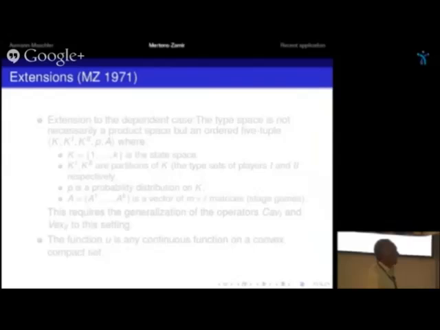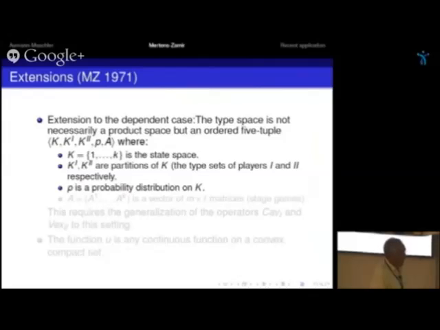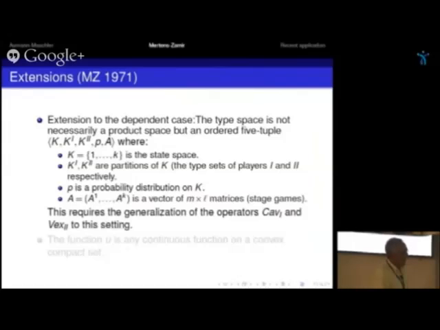Now, the extensions. First of all, some of the extensions were done by us. The first extension is to go to the dependent case. So the probability on K cross L should not necessarily be a product probability, or another way to say it is to take one type set, which now has two types, and there are two partitions here. So there is a partition of player 1, a partition of player 2, a probability distribution on K, and the matrices. This requires the generalization of the operators Cav and Vex, because we don't have a square anymore.